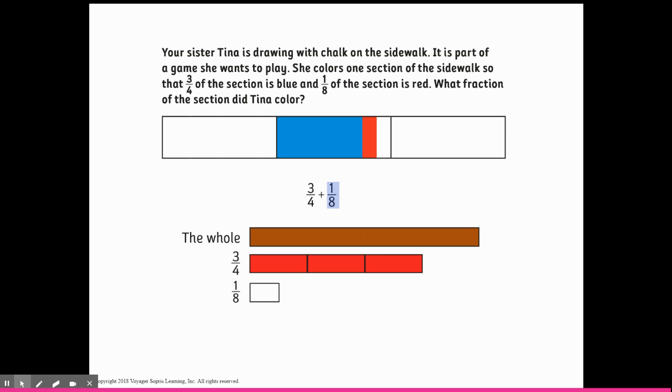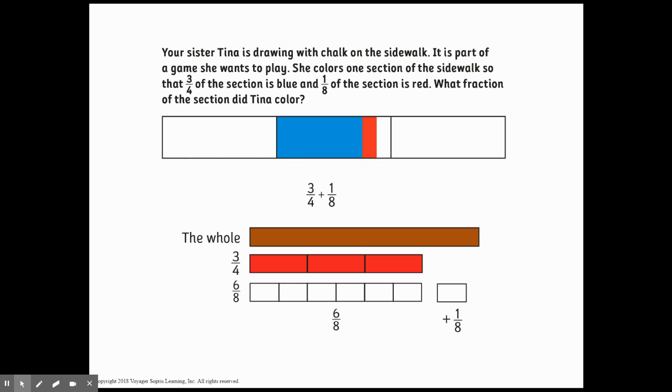Because eighths are smaller, a smaller fair share, we have to find how many eighths equal 3/4 so we can add the fractions. We need 6/8. So 6/8 is the fraction that is equivalent to 3/4. Now complete the problem by adding 6/8 and 1/8. The sum is 7/8. So Tina colored 7/8 of the section of the sidewalk.